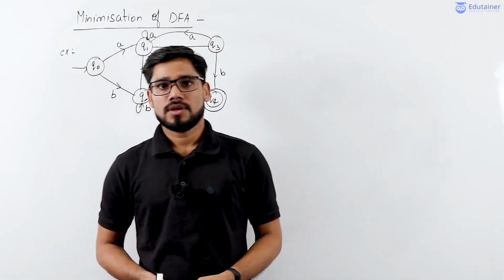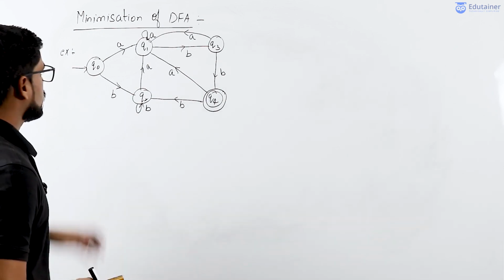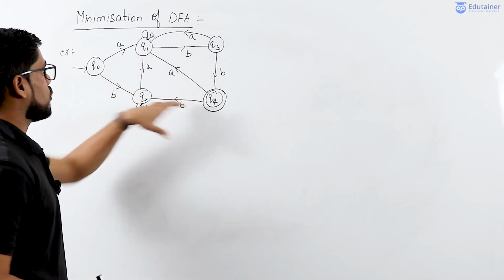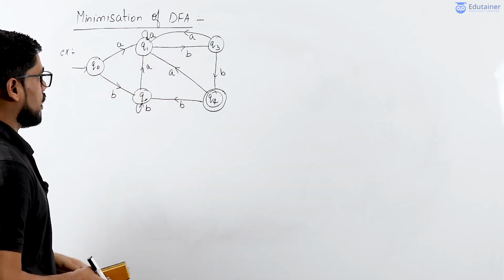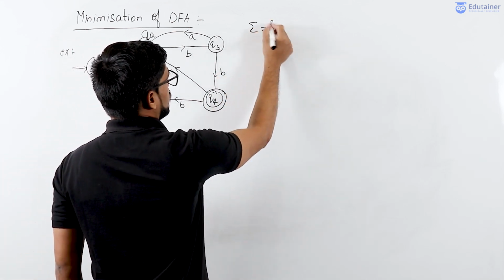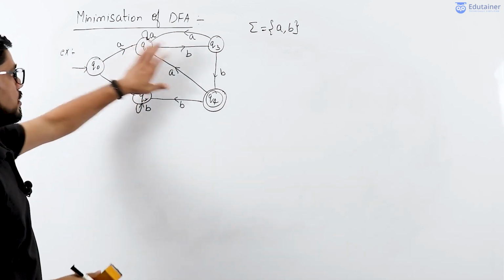Hi everyone. Let's consider this example. This is a DFA. In this DFA, we have a total of 5 different states, and the input alphabet sigma is A, B. Now I want to minimize this DFA.